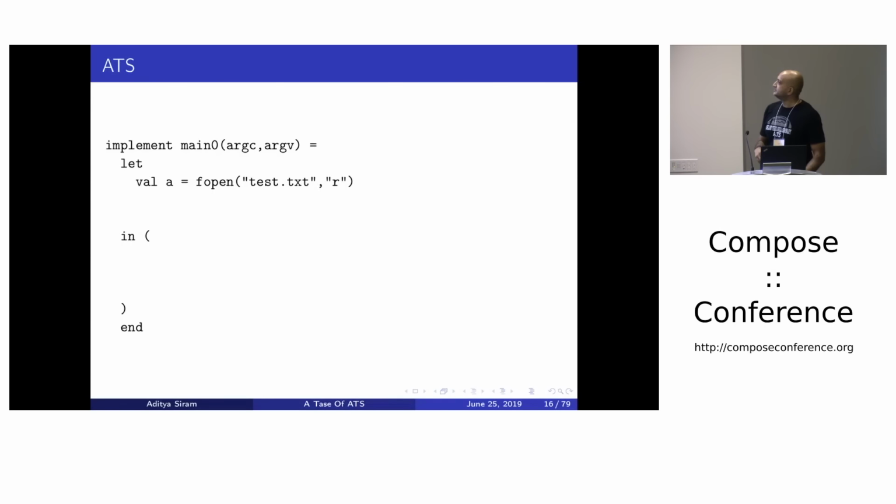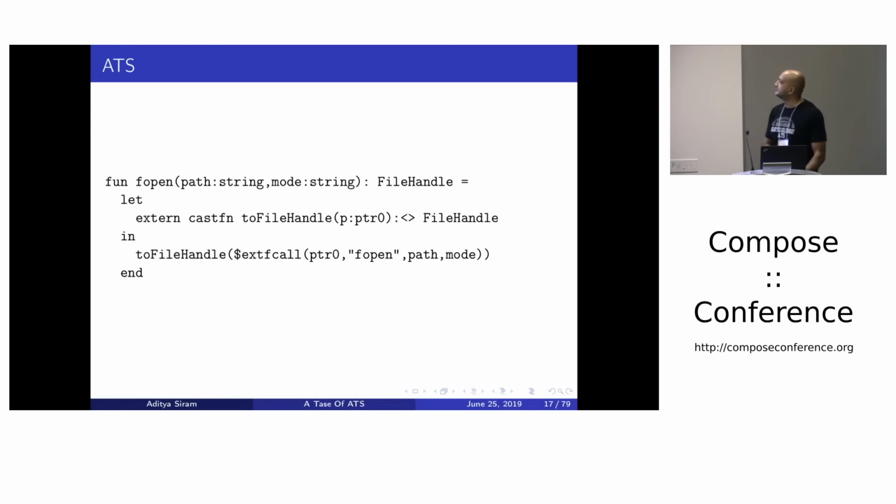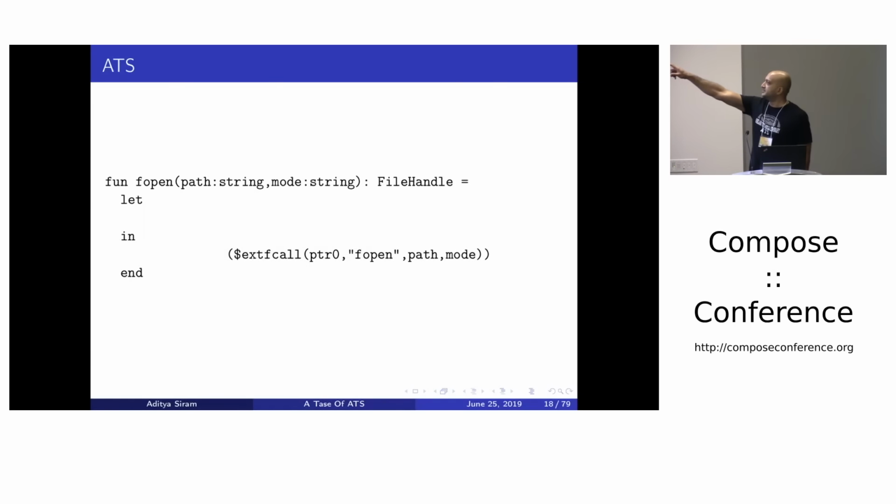So fopen looks just like that. It's taking a string and a mode, which is like read or read write or whatever. And at the heart of it, it's really just a call to fopen in C. So that's what the extfcall means. I think that stands for external foreign call. I've stopped trying to figure out what ATS keywords mean or where they come from. Just go with it. I don't know why there's a $ sign on this one in particular, but just go with it.